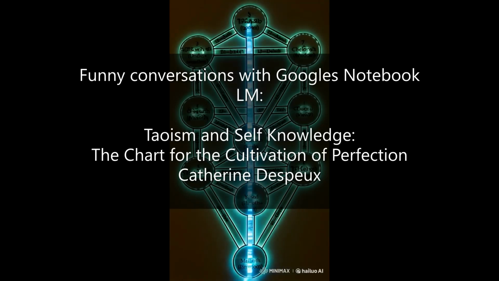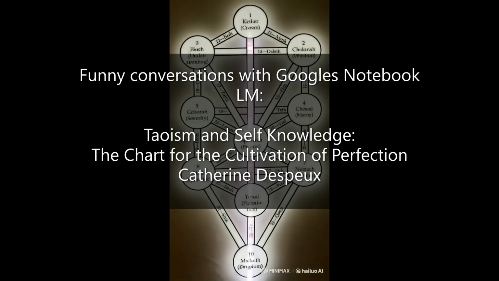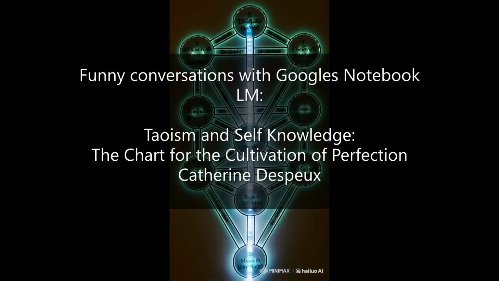So it's not just about understanding these symbols intellectually. It's about experiencing them directly through practice and inner transformation. Precisely. And that's what makes the chart for the cultivation of perfection so compelling. It's not just a static image, it's a dynamic guide for navigating the path of spiritual growth. This is mind-blowing, and I know there's still so much more to explore.